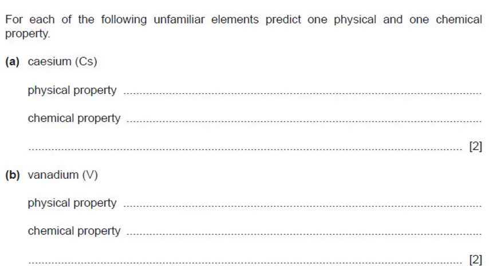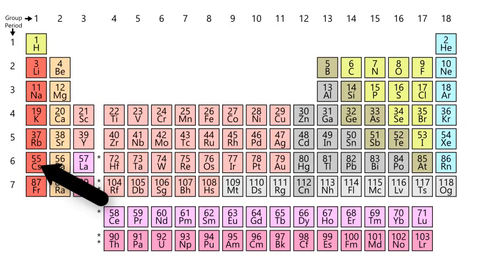After you've finished your study, it's time to test what you studied. And here we have the peripheral question. The question says, for each of the following unfamiliar elements, predict one physical and one chemical property. The keyword of solving this type of question is determining the position of this element in the periodic table. As we see, this element locates in group number 1. So you just have to recall what the physical and chemical properties of group number 1 are.